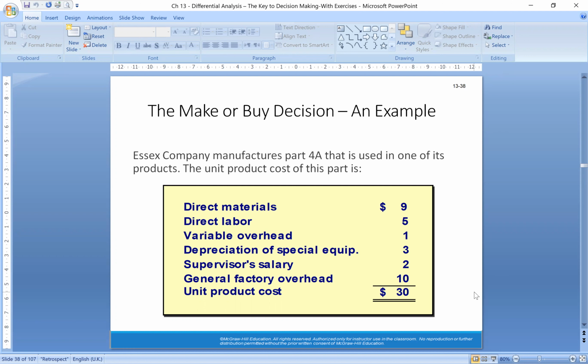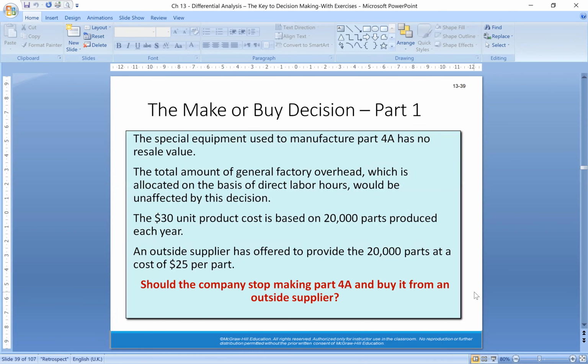Making. When we say direct material, we are paying $9 per unit of material, which means we are making this part. Labor for $5, variable overhead for $1, depreciation of special equipment for $3, supervisor salary for $2, general factory overhead $10, and the unit product cost, if we make it internally, I will pay $30. This is what we have if we make this part inside the company.